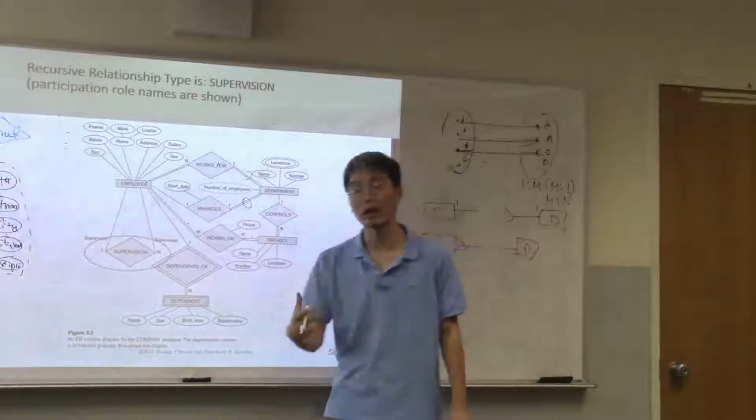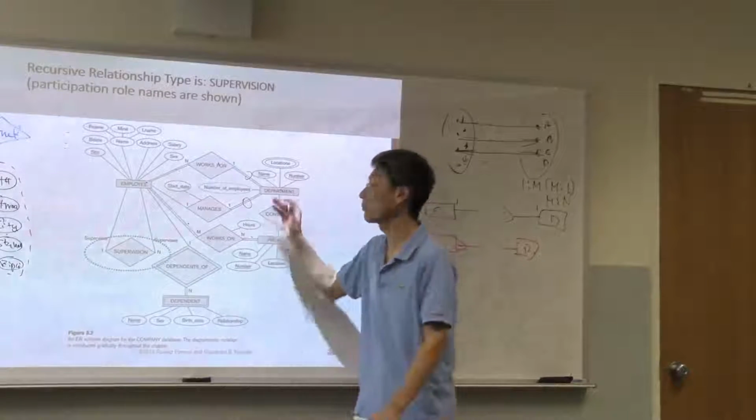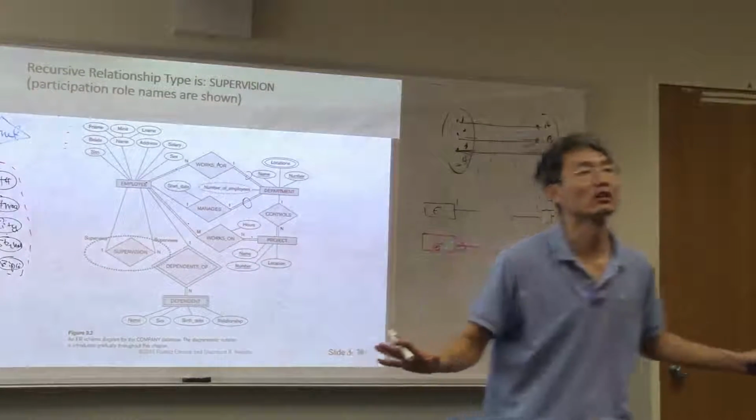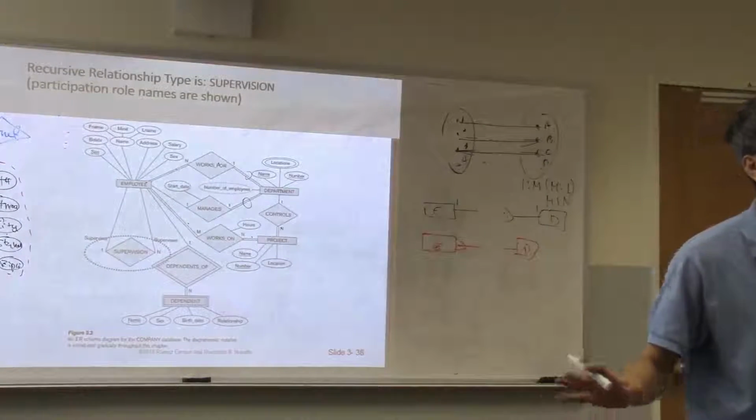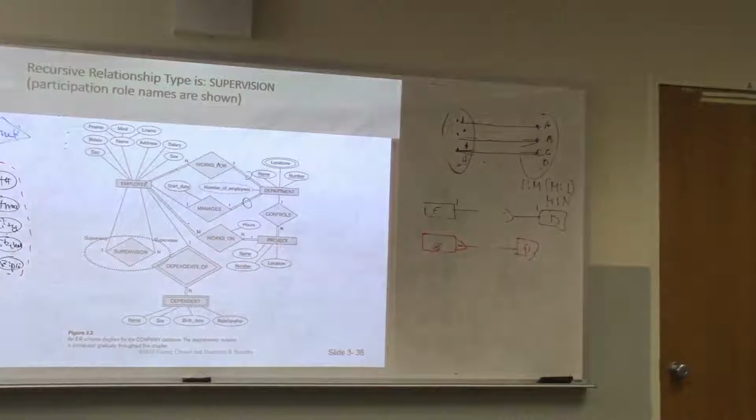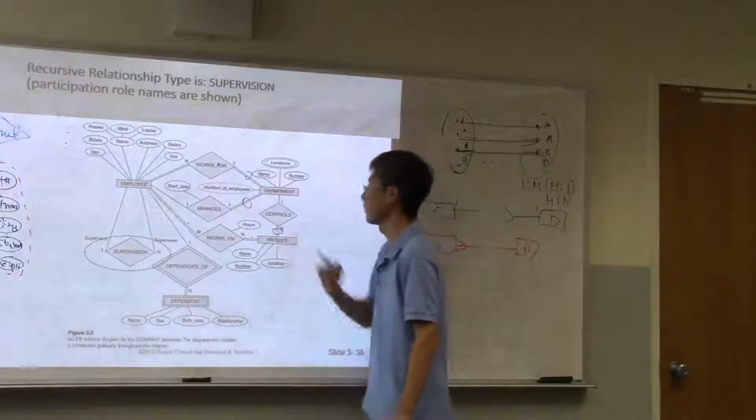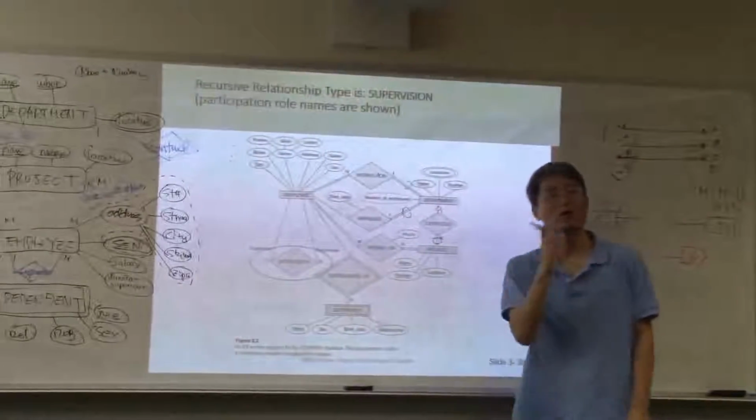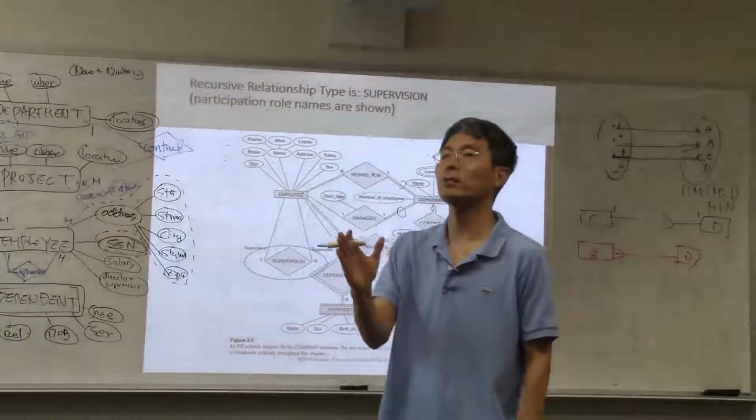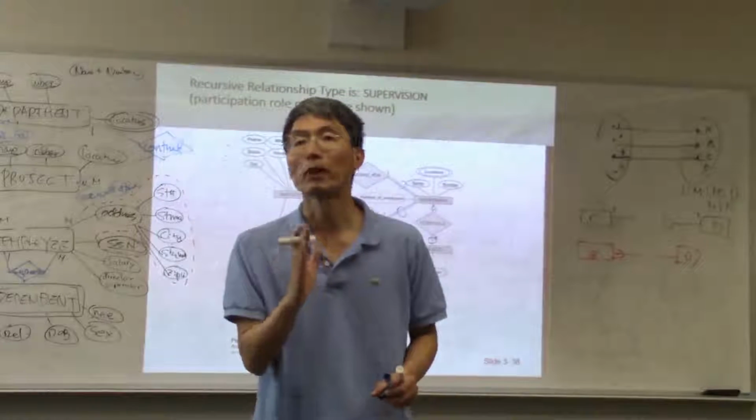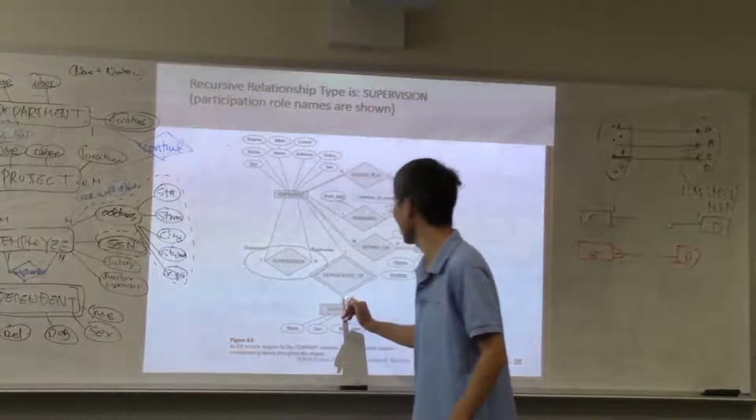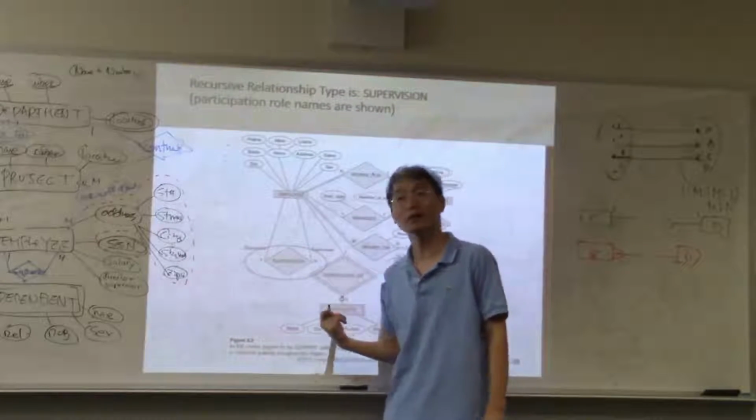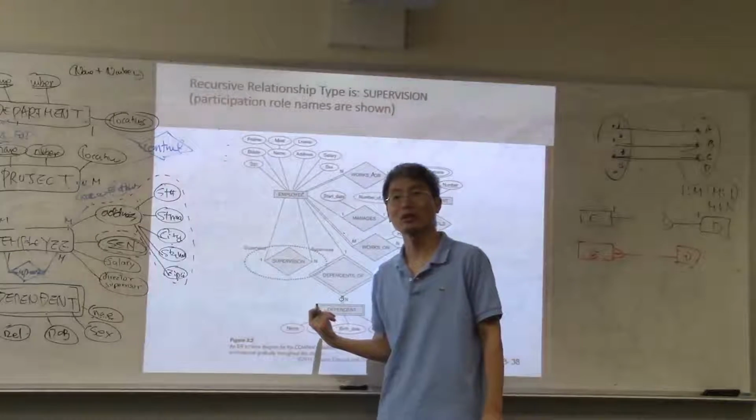For example, project. Sometimes a department may not have a project, HR does not have any project. However, project A should be controlled by a certain department. So this is the mandatory participation. This is the optional. So single line is the optional participation. Double line means mandatory. What about this one? Definitely mandatory participation.